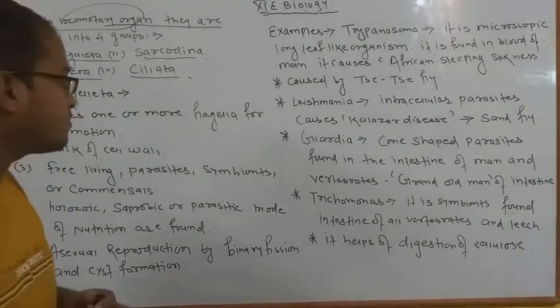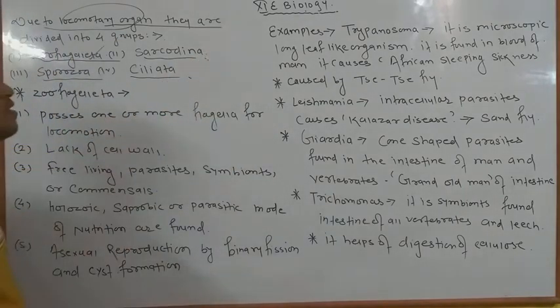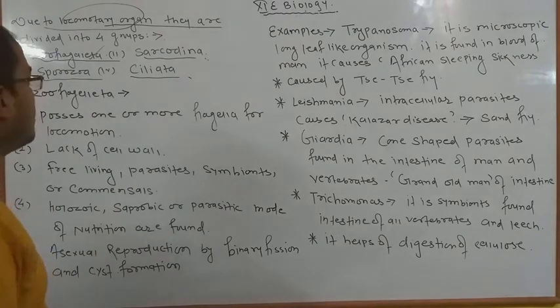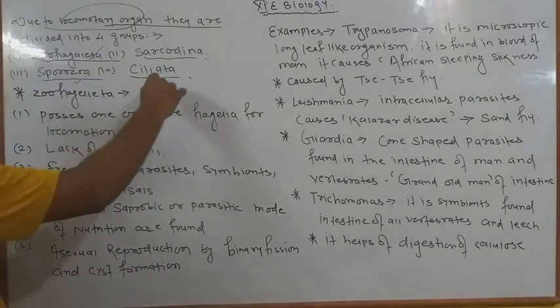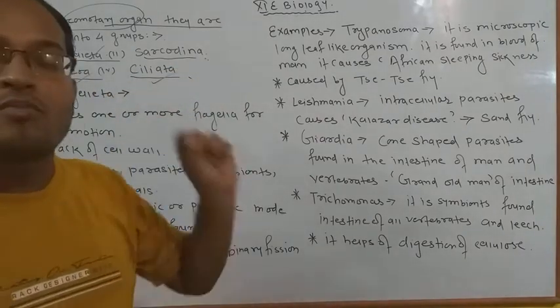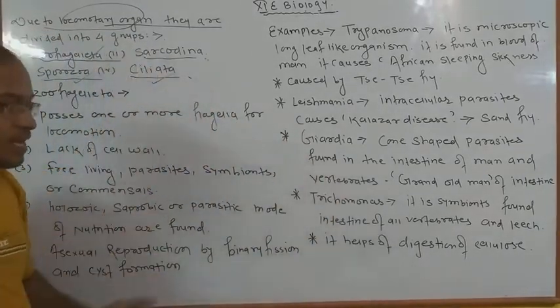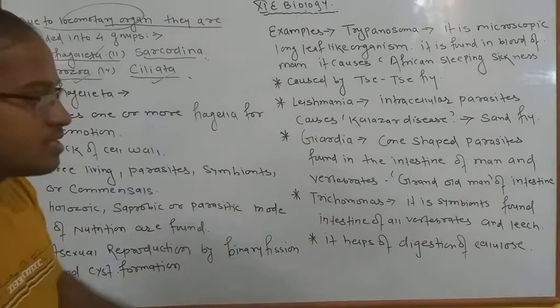So, coming to the next point, we have to discuss the types of protozoan Protista. The first one is Euflagellata, second Sarcodina, third Sporozoa, and fourth is Ciliata. All of these generally relate to the locomotory organs of protozoan Protista. One by one, we will discuss all four in a detailed manner with their examples also.